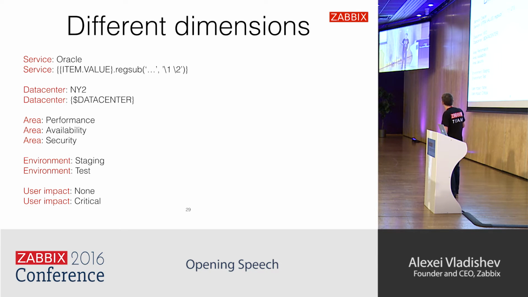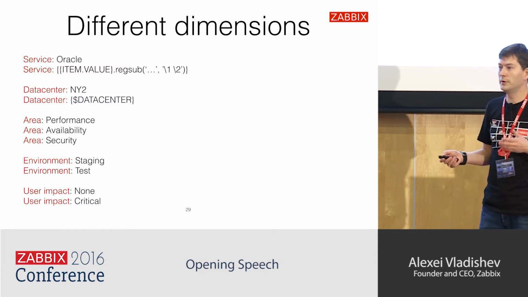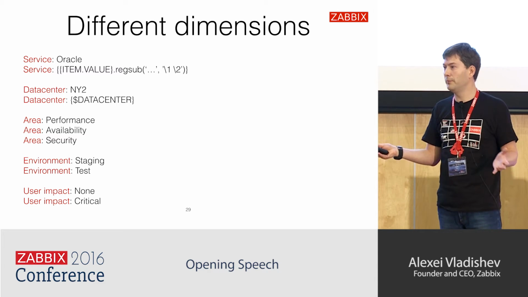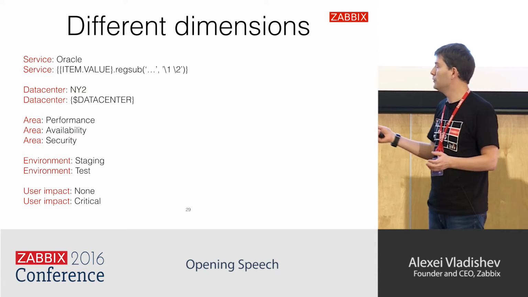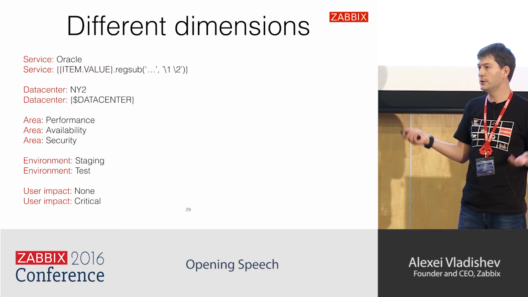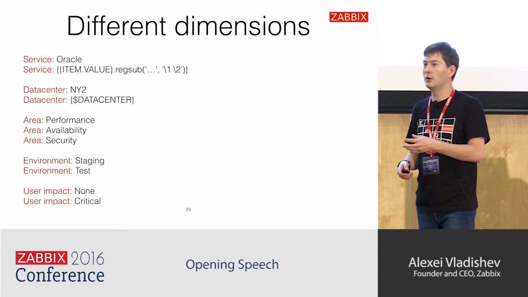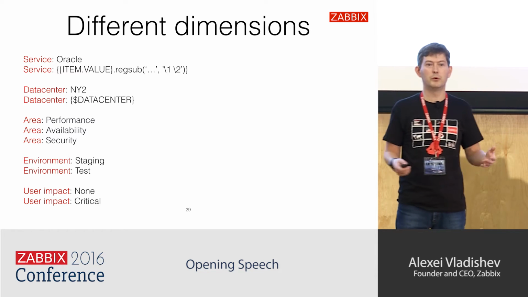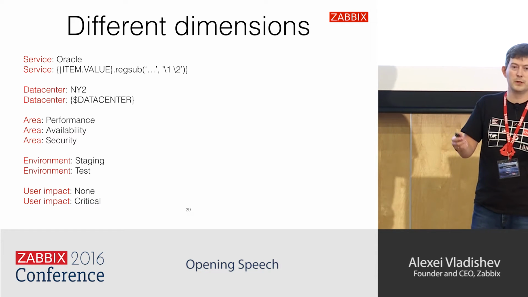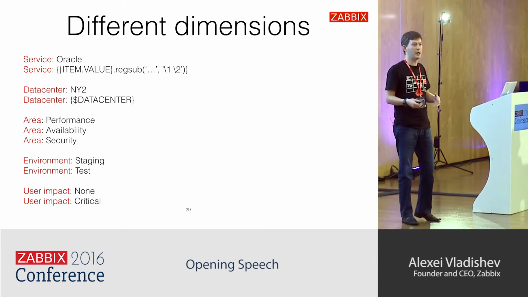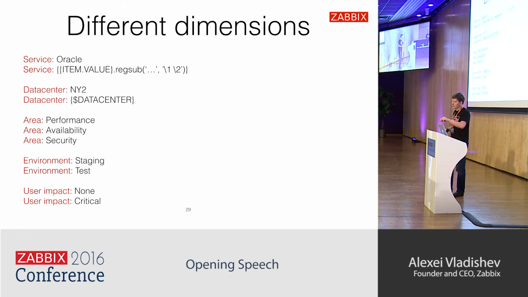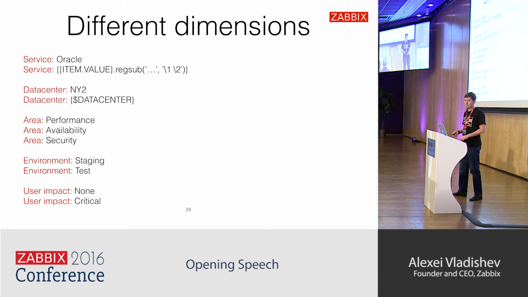We may have tags like area: performance, availability, security, so we know what problems are performance related, what problems are security related. And then environment: staging, test, production. User impact: none, or critical. It's really important. If a problem doesn't impact our users, it's not really an important problem. Obviously, if we know that there are some critical problems with critical impact on services, this should be our primary focus. We have to fix those problems as soon as possible.